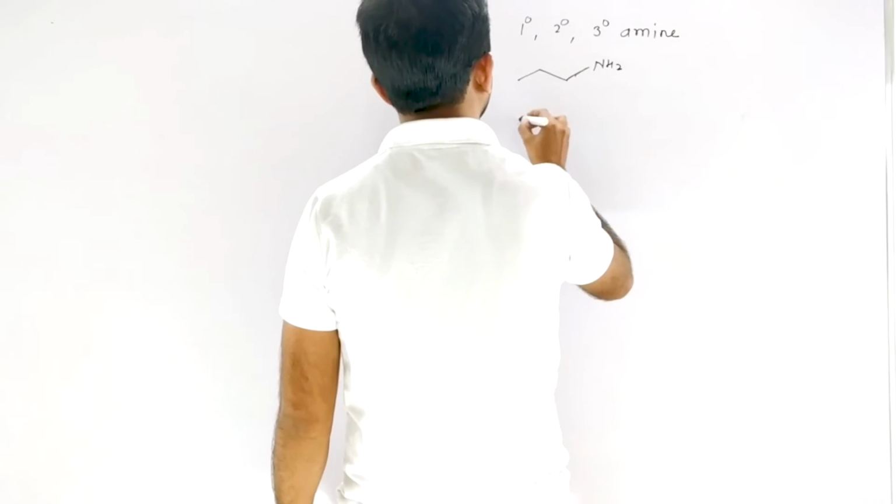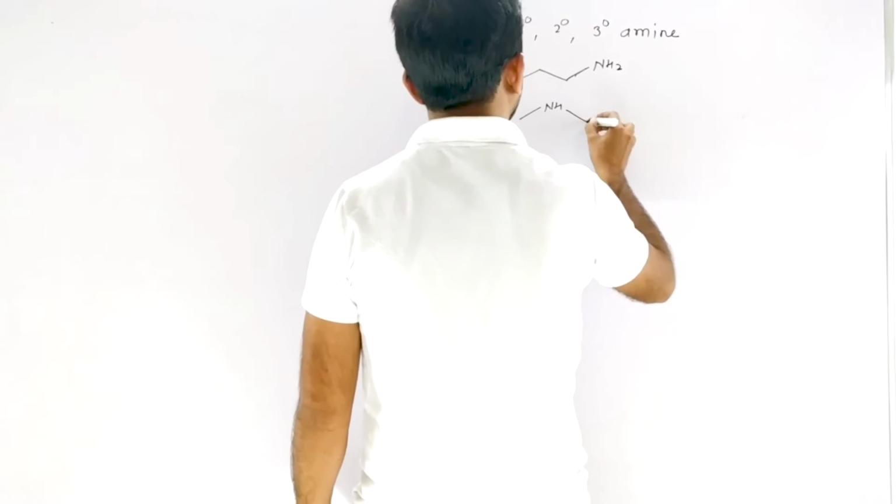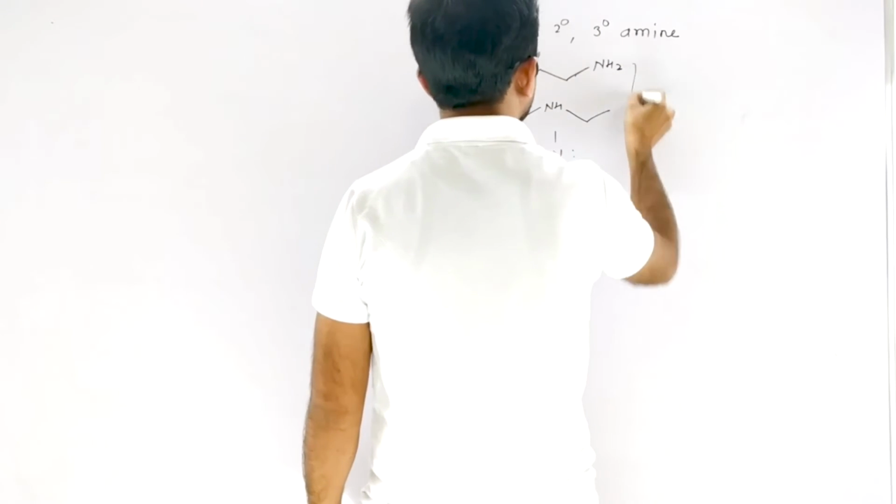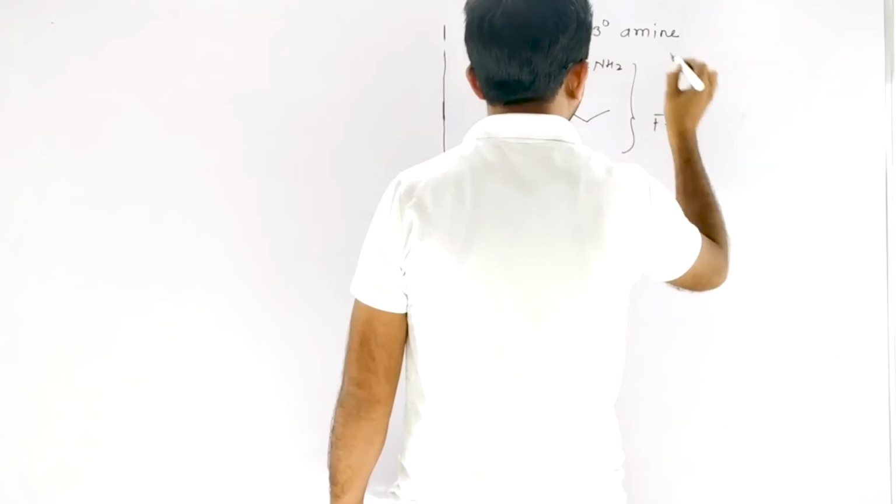Propan-1-amine, ethyl methylamine and trimethylamine. These are functional isomers.